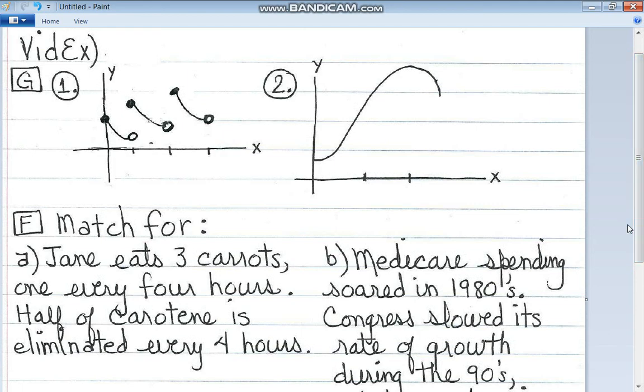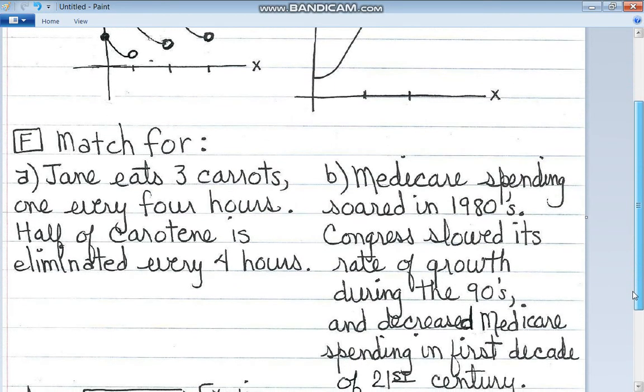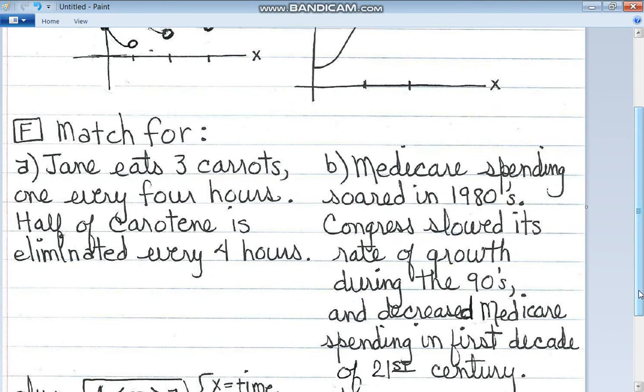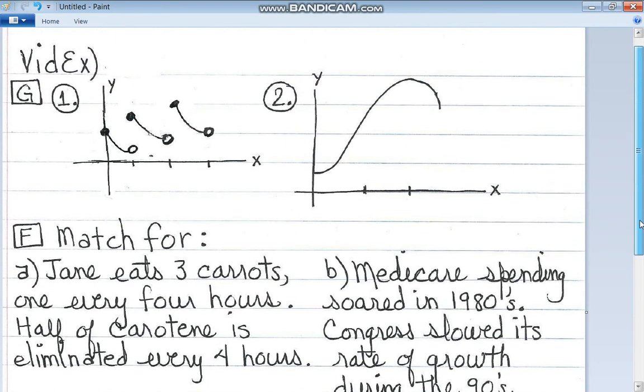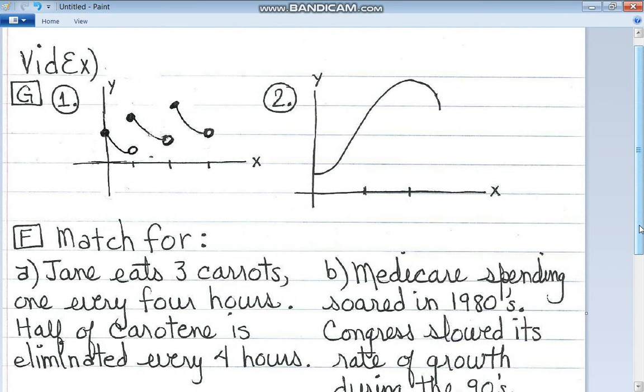Oh my gosh. Well, let's read the second one. B: Medicare spending soared in the 1980s. Congress slowed its rate of growth during the 1990s and decreased Medicare spending in the first decade of the 21st century. So it went up and then it went down. Well, clearly, in my opinion, graph number 2 looks like item B, the Medicare spending. I'm just trying to understand Jane and those darn carrots.